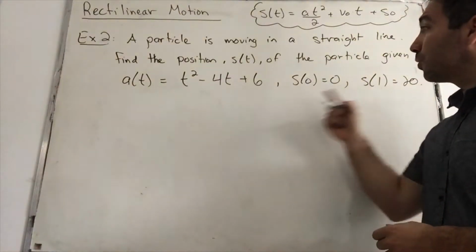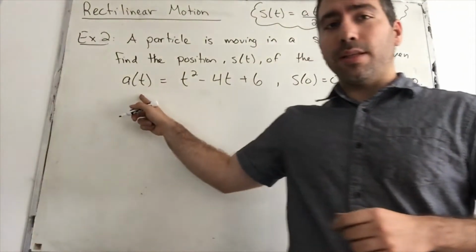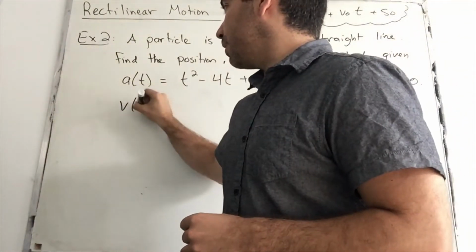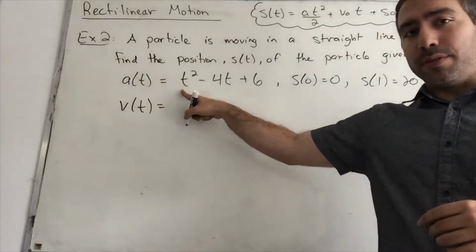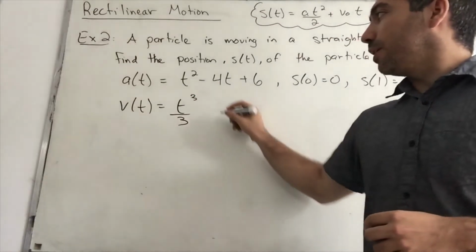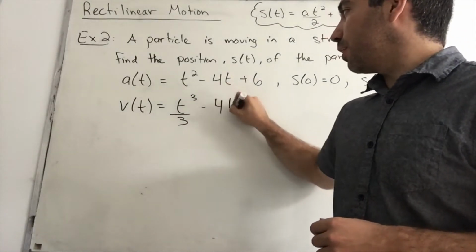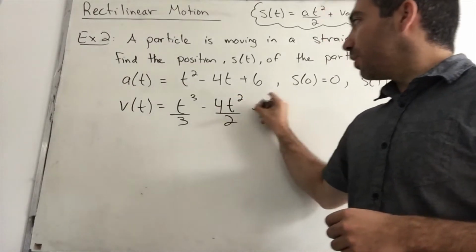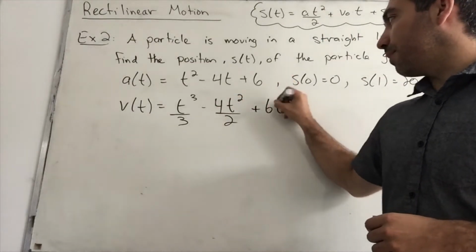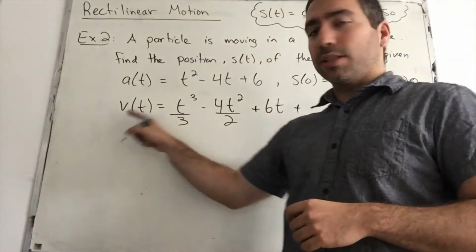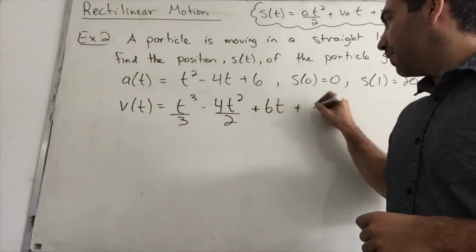So here we have two initial conditions. We know that the antiderivative of acceleration is velocity. So v of t is equal to, here we antiderive t squared, giving us t cubed, add 1 to the exponent, divide by that number, t cubed over 3 minus 4, add 1 to the exponent, so 1 plus 1 is 2, divide by that number, 2, plus 6t. And don't forget to add your constant. In this case, we're talking about the initial velocity, so we could call it v0.